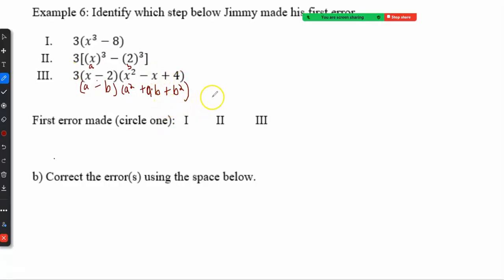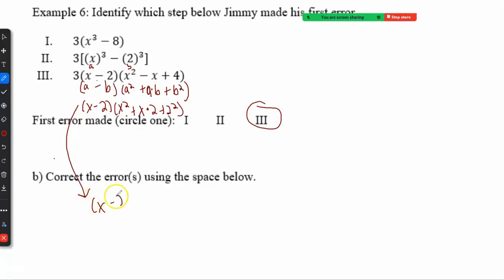So their mistake is definitely in 3. And if I were to plug an a and b like as an x and a 2 in here, part of this can go down here too. I'm going to write it properly below. We'd still have the 3.